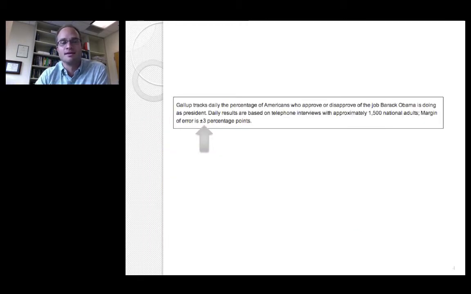Okay, Gallup tracks the daily percentage of Americans who approve or disapprove of Obama in terms of his job performance, based on telephone interviews with approximately 1,500 national adults. And they report a margin of error, plus or minus 3 percentage points. And the margin of error is exactly what we need to calculate to construct a confidence interval. In fact, the margin of error is exactly what you add to your sample statistic to get the upper limit and subtract from your sample statistic to get the lower limit.